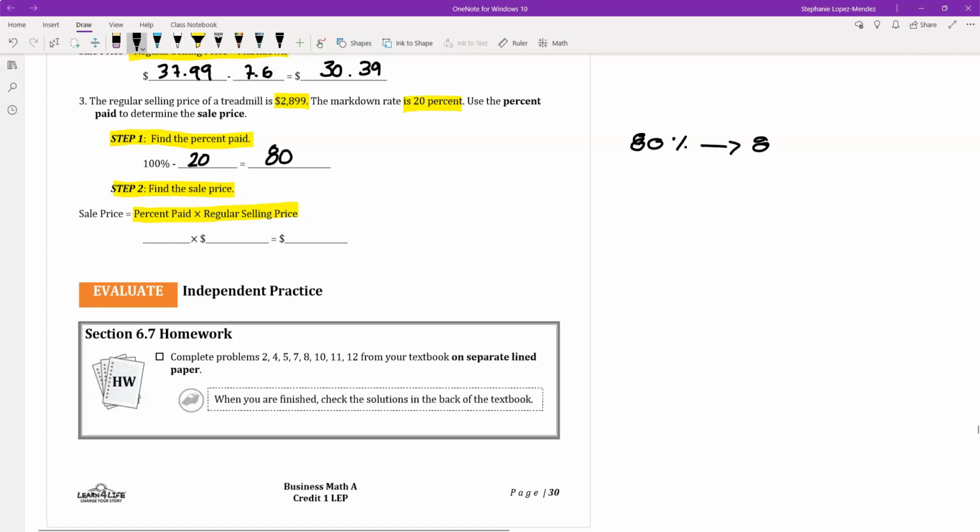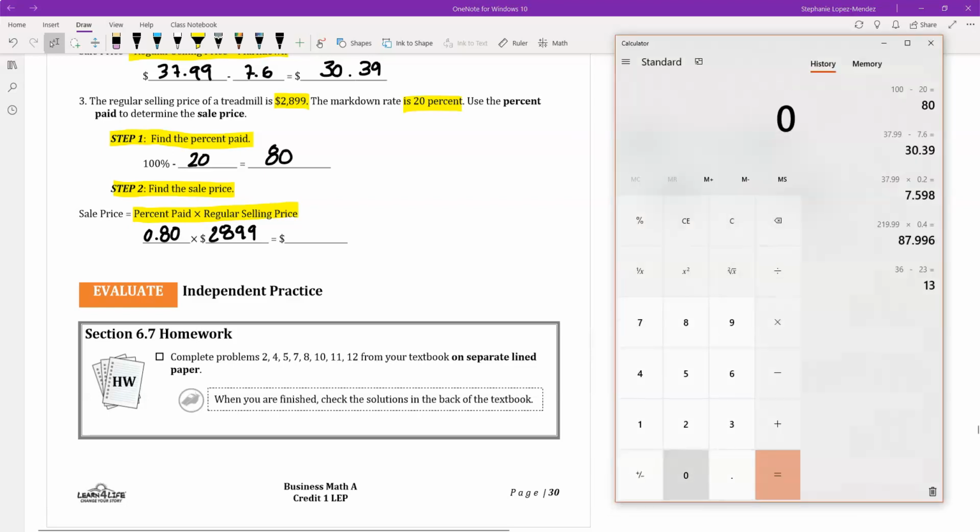So step number 1, we drop the sign. Step number 2, we move the point 2 times to the left. Point is now before the 8. 80 is still a number less than 100, so we need a 0 before the point, and we write down 0.80. So this is the percent that we are going to be working with. That is the percent paid, 0.80. Now we multiply it by the regular selling price, which was $2,899.